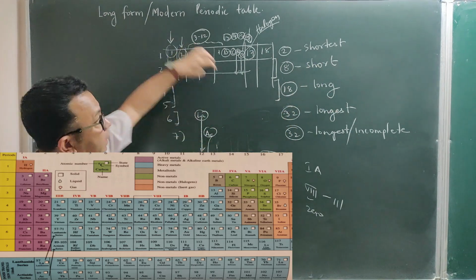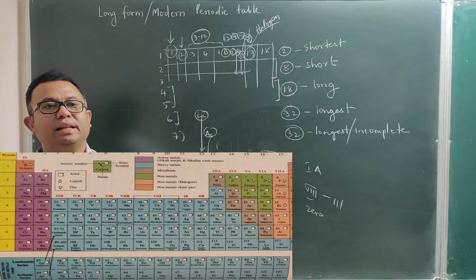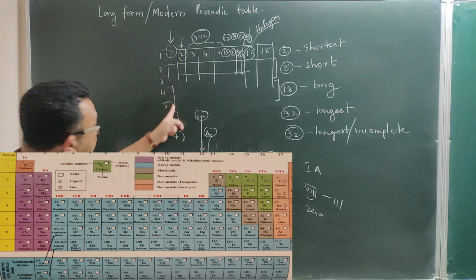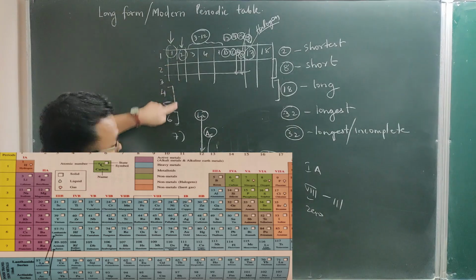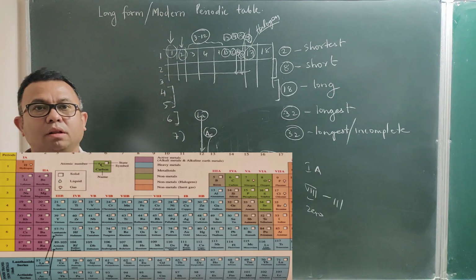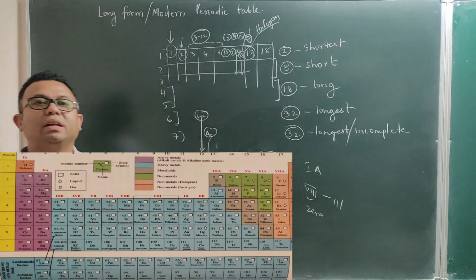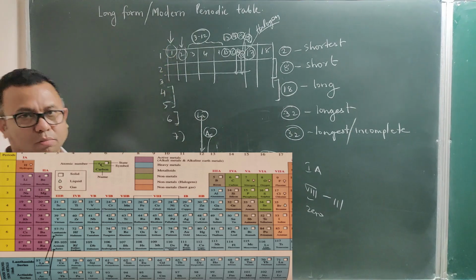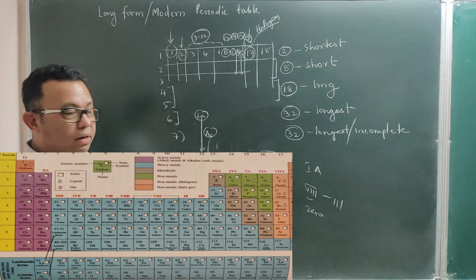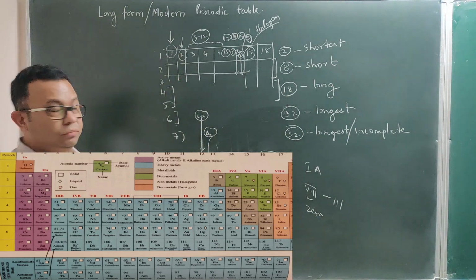Now each of these vertical lines has a name. Let's see what these names are. The first vertical line is more commonly called the alkali metal group, because this group contains metals which can form alkali very easily. Except for hydrogen, which is not a metal but behaves like a metal, which is why hydrogen is placed here.